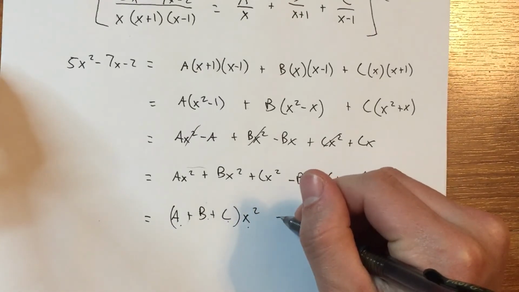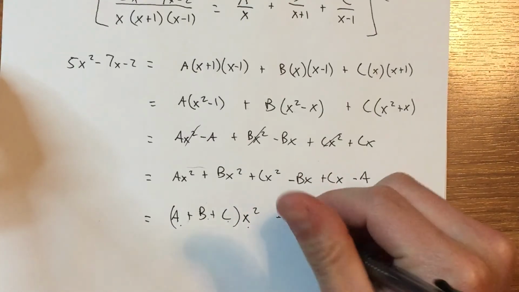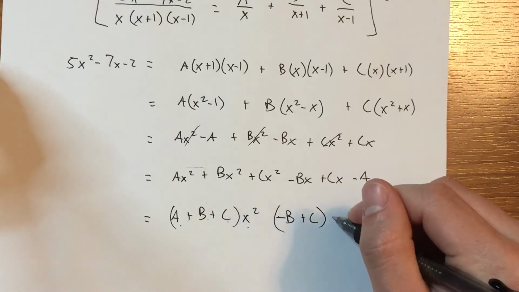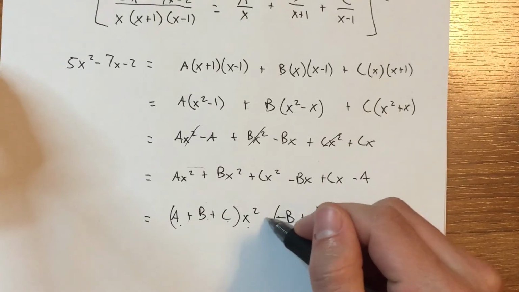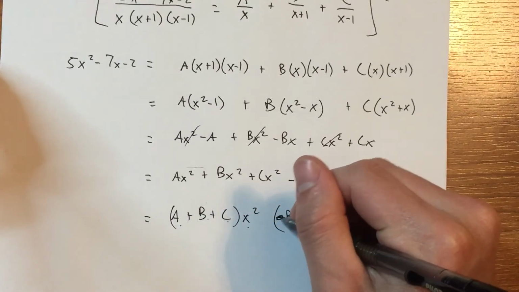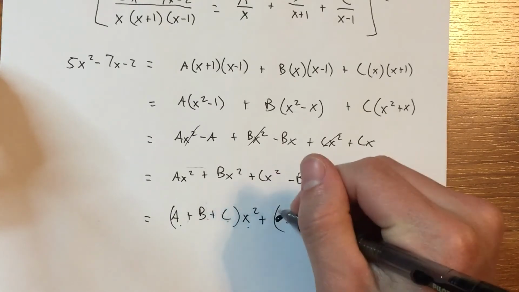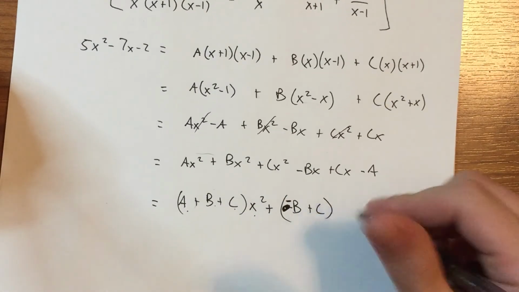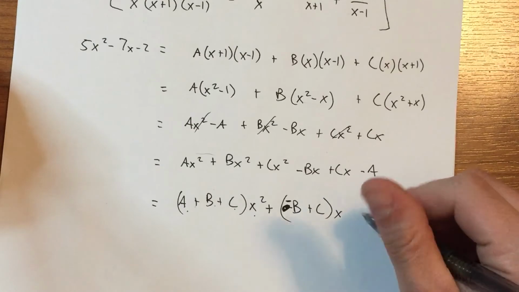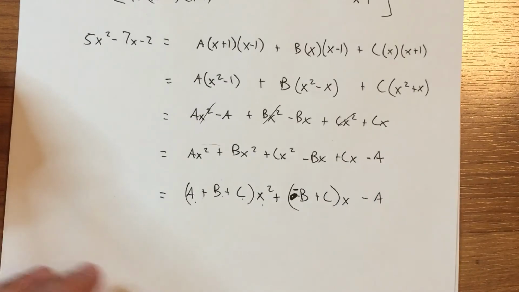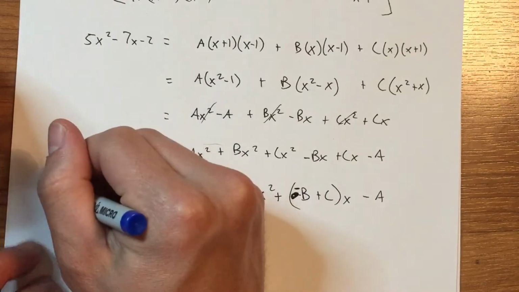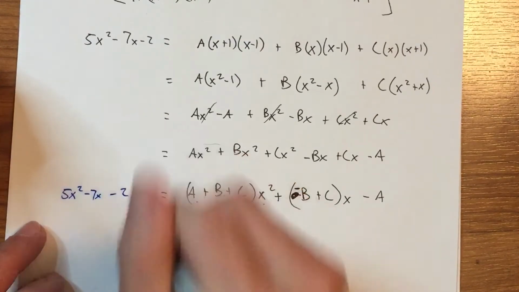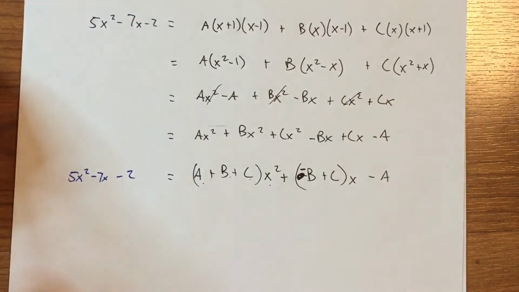I'm going to also factor out an x term right here. We'll have negative B plus C. Really, that minus should be on the outside, I suppose. So let's make this like that. That's really how it should be written. We'll make that plus a negative B, times x, and minus A. My left-hand side is 5x squared minus 7x minus 2. So the left-hand side hasn't changed this whole time.